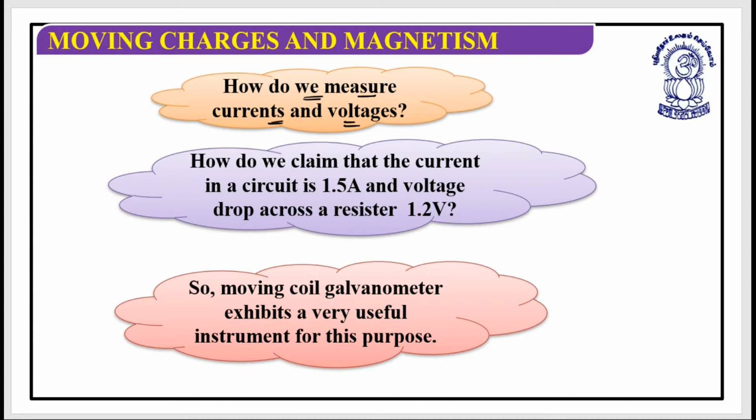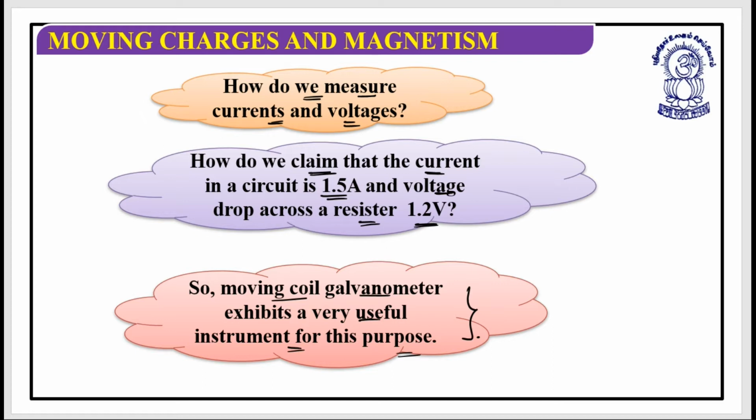Now how do we measure current and voltage? If the galvanometer is not going to tell us that 5 ampere current is flowing, then how do we measure the currents and the voltage? How do we claim that the current in a circuit is 1.5 ampere, or the voltage drop across a certain resistance is 1.2 volt? The moving coil galvanometer, the MCG, is a very useful instrument for this purpose.